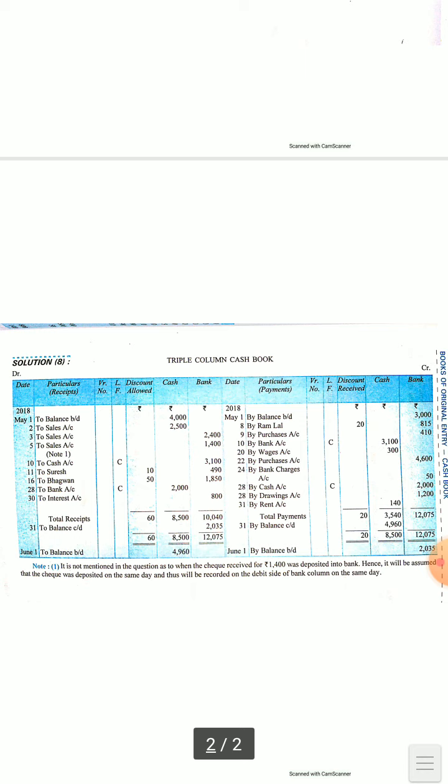Now we can balance it and we will get the balance. So this is the triple column cash book where you have to remember whether to enter in cash or bank. One mistake will happen and again you have to check from the start. So be very careful from the start that cash and bank columns are maintained separately.